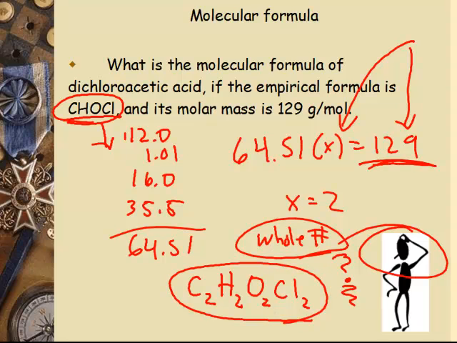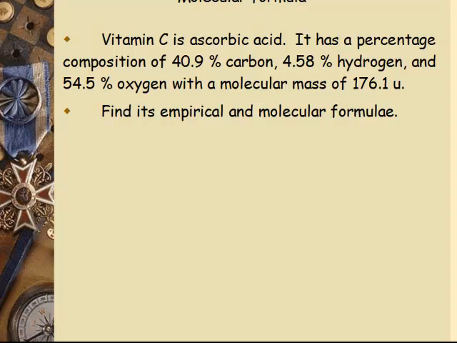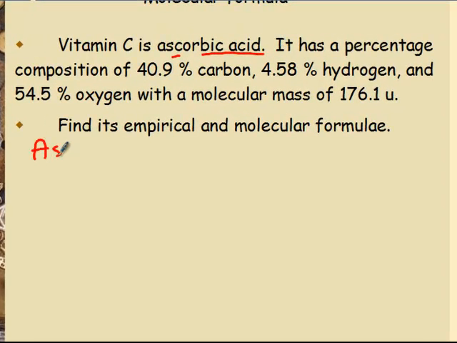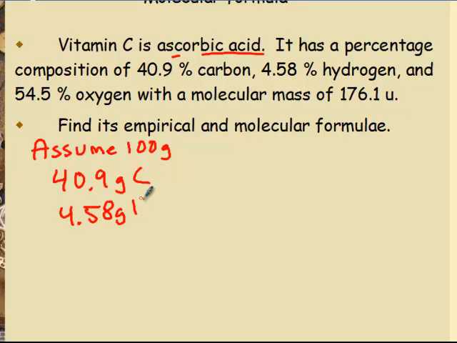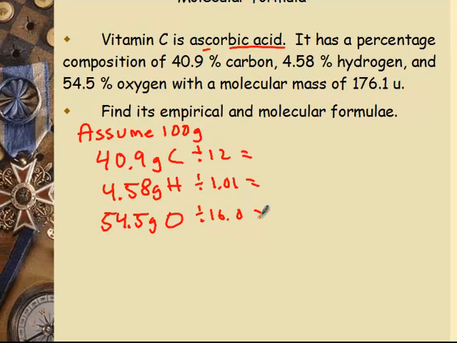All right, one more. What about if we have percentages? Well, same deal. Vitamin C, ascorbic acid, citrus fruits. We have percentages, so we're going to assume 100 grams. Again, go watch the empirical formula video if you don't know how to do that. 40.9 grams of carbon, 4.58 grams of hydrogen, 54.5 grams of oxygen. Divide by the molar mass. That's going to give us moles.